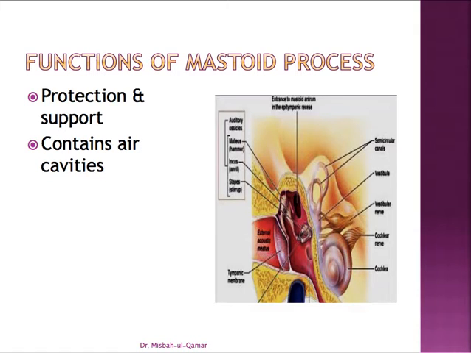Now, what are the functions of the mastoid process? It protects the cochlea and the vestibular apparatus, and also provides support to the external ear and the posterior wall of the middle ear cavity. And it contains air cavities, which are also called the air cells. But unfortunately, these cavities can also be a reservoir of infection. But the air cells which are present in it perform certain functions.